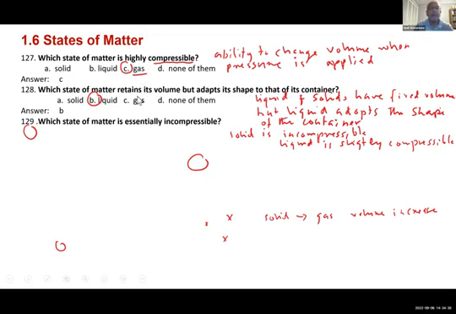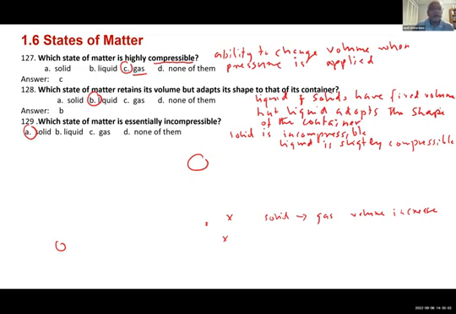Which state of matter retains its volume but adapts the shape of its container? That's liquid. A gas adapts the volume and the shape of the container. Liquid only adapts the shape of the container, with a fixed volume.